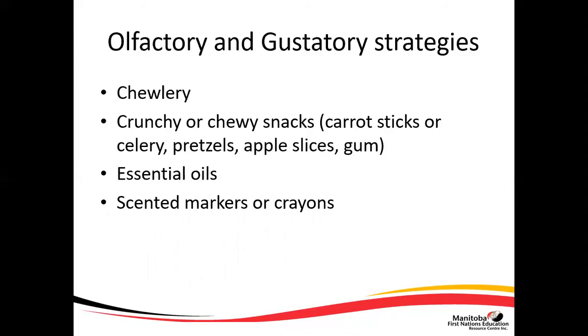You can use essential oils. So when I was talking before about messy play or making oobleck or rainbow rice, even Play-Doh, you can add vanilla or essential oils in really small amounts, and that makes it nice and smelly. And then scented markers or crayons.